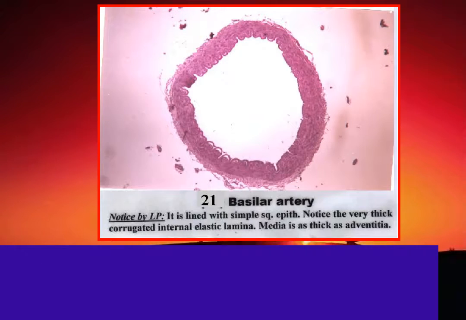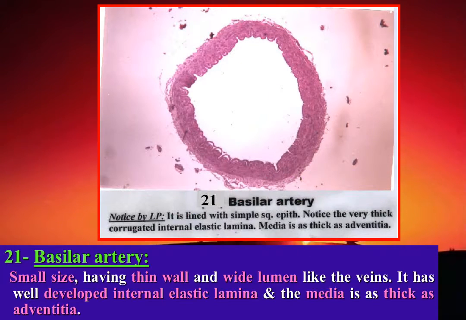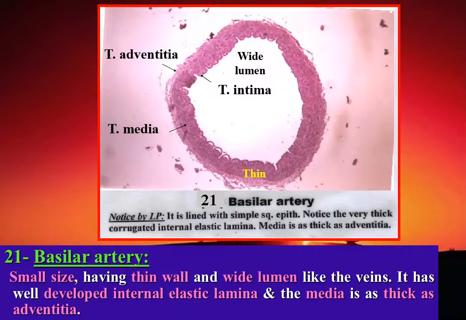Basilar artery is a specialized medium-sized artery. It is small in size, having a thin wall and wide lumen, like the veins. The wall is composed of the usual three layers: tunica intima, tunica media, and tunica adventitia. Tunica intima is characterized by well-developed internal elastic lamina between the intima and the media. Both media and adventitia are thin layers.